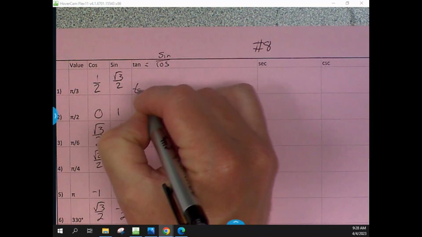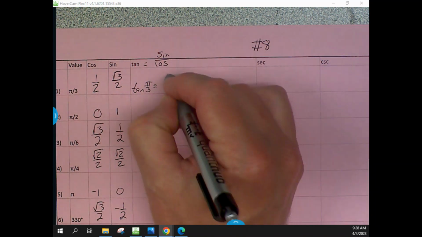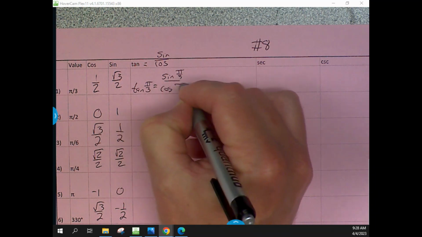So if they ask you to find the tangent of pi over 3, whenever they ask you to find the tangent of some number, you got to realize that really it's just the sine of that number over the cosine of that number.